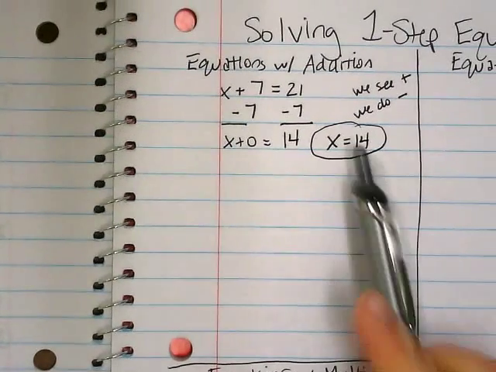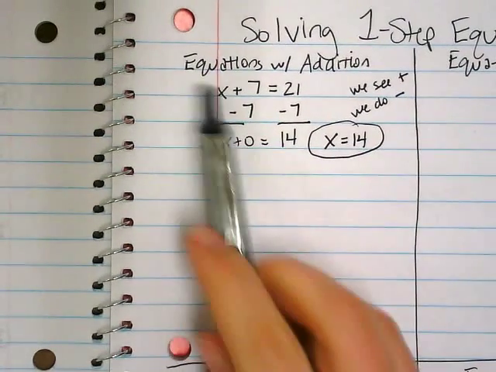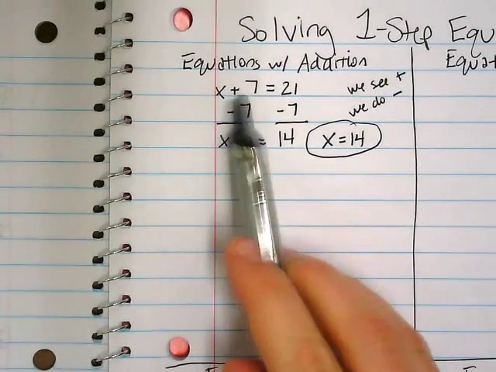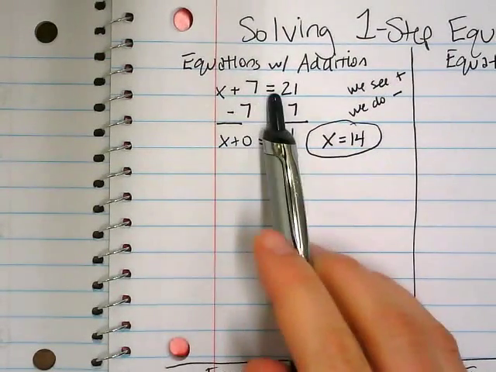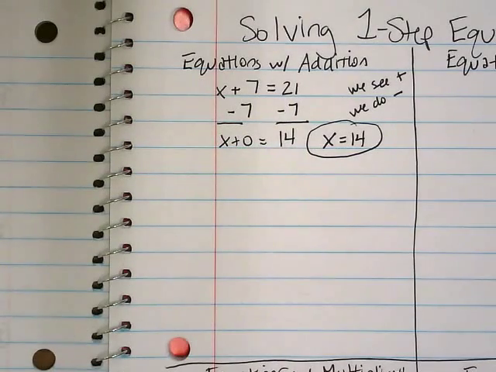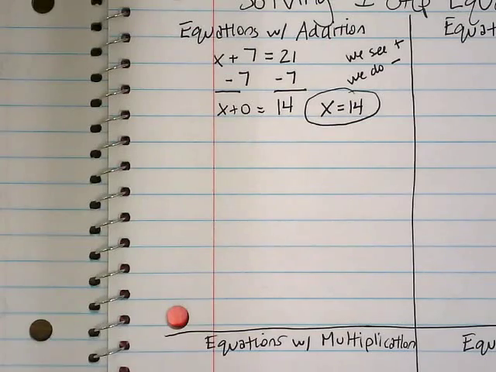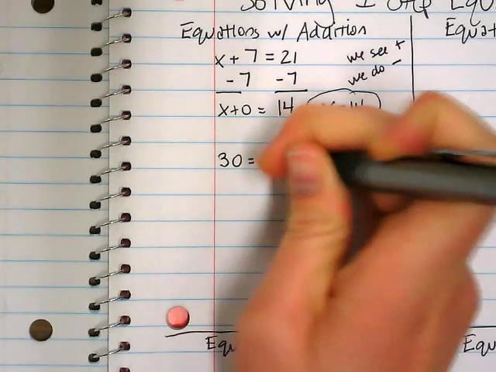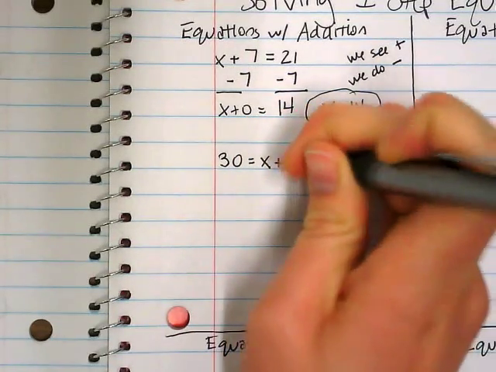And we could go back and check by plugging this in. Instead of x plus 7, we would do 14 plus 7, which does equal 21. So when we checked it, we know we got it right. Let's try another one. 30 equals x plus 14.